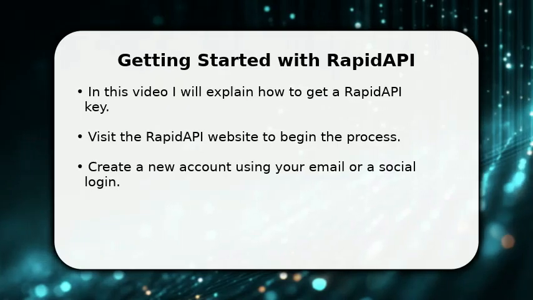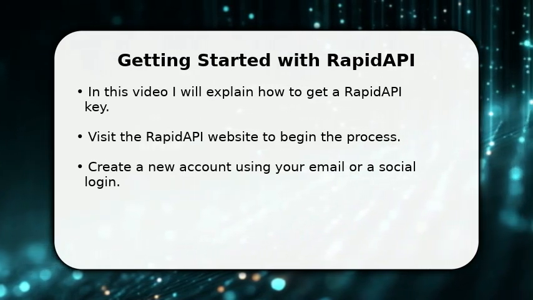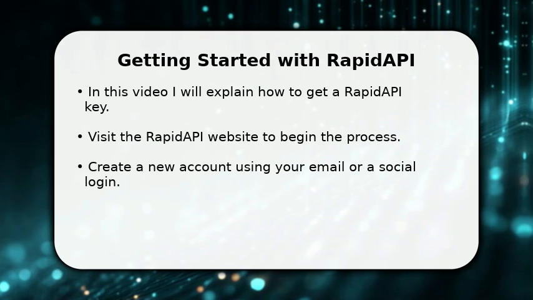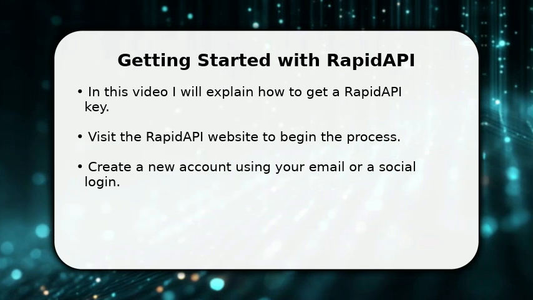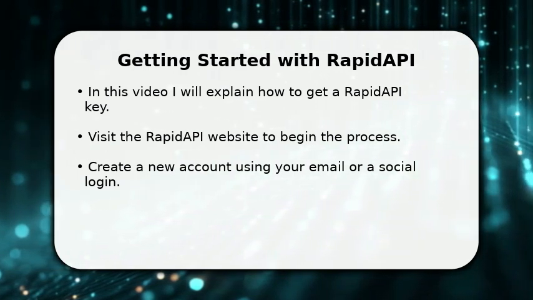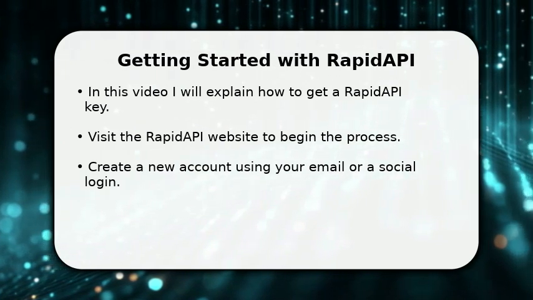In this video, I will explain how to get a RapidAPI key. First, navigate to the RapidAPI website, which is your gateway to thousands of APIs. You will need to create an account. You can do this quickly using your email address or by linking a social media account like Google or GitHub.